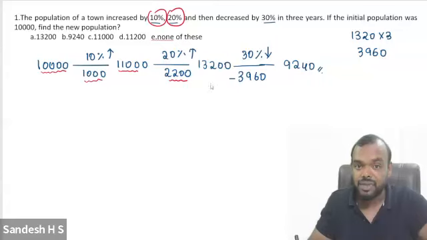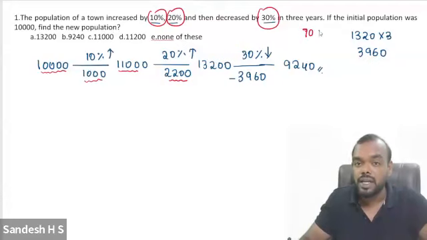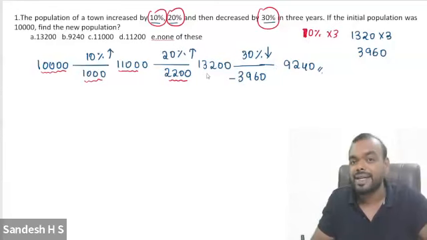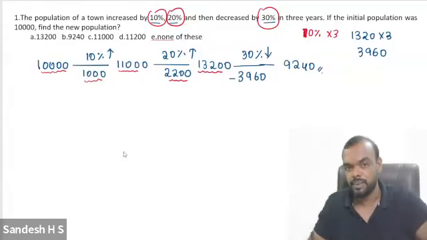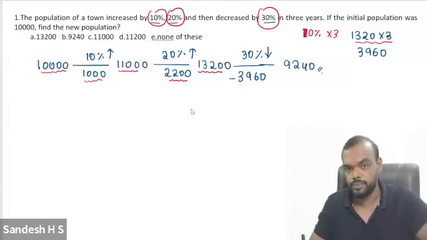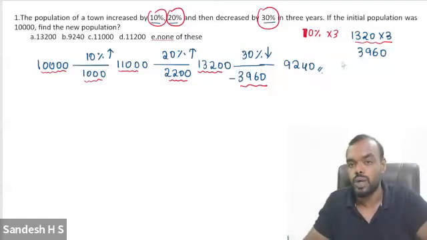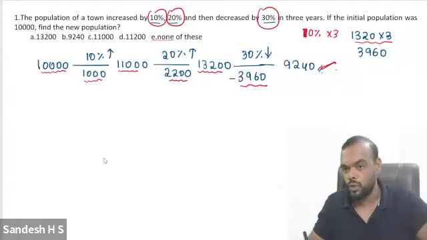Now we have to calculate after the third year. In the third year it is decreased by 30%. Now how do we calculate 30%? 30% is basically 10% into 3. Now we calculate 10% of 13,200, that is 1,320. So 1,320 multiplied with 3 will give us 3,960. So this is 30%. If I subtract 3,960 from 13,200, we should get 9,240.